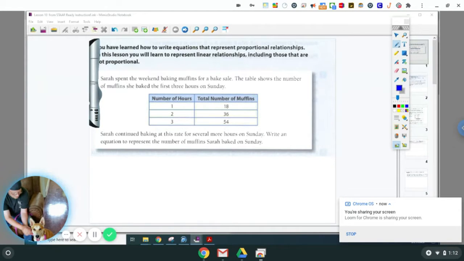It says Sarah spent the weekend baking muffins for a bake sale. The table shows the number of muffins she baked for the first 3 hours on Sunday. Sarah continued baking at this rate for several more hours on Sunday. Write an equation to represent the number of muffins Sarah baked on Sunday.